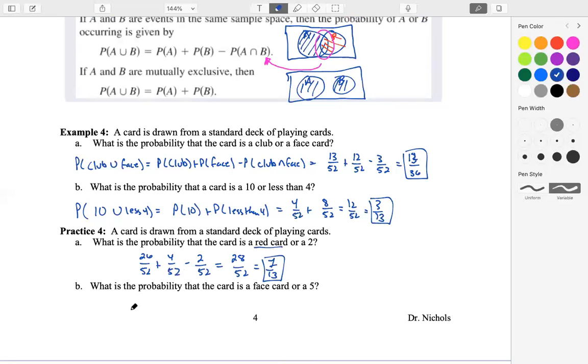All right, what is the probability the card is a face card or a 5? So there are 12 out of 52 face cards plus 4 out of 52 5s, and there are no face cards that are also 5s, so we end up getting 16 out of 52, which equals 4 out of 13.